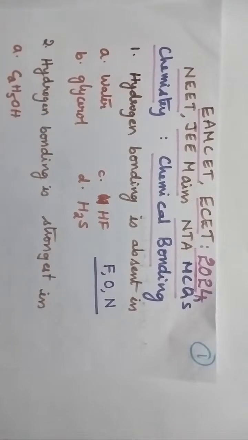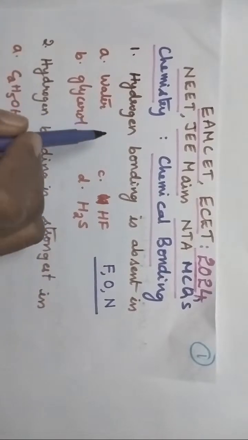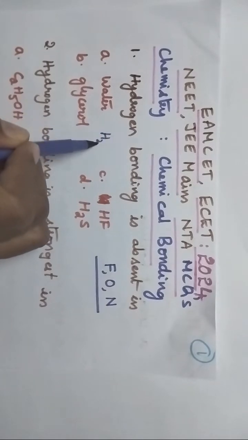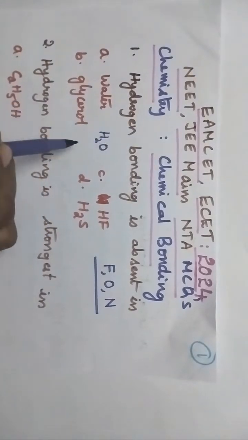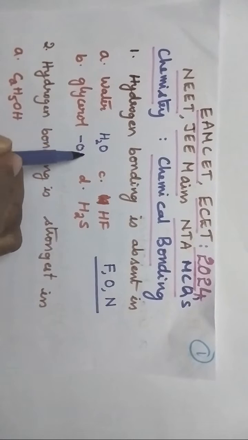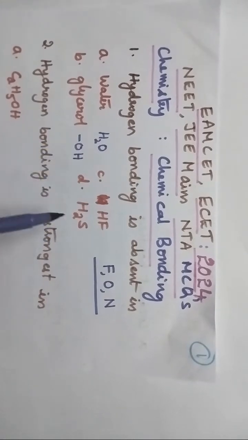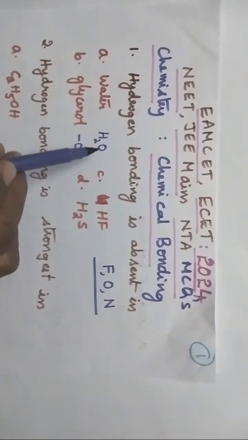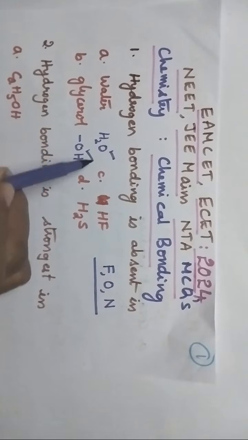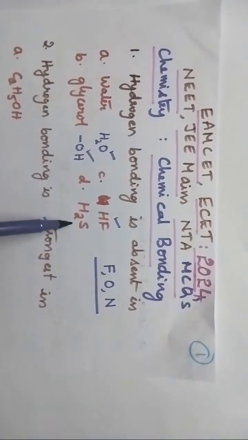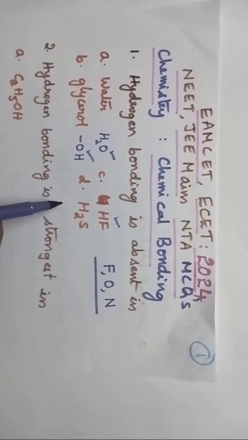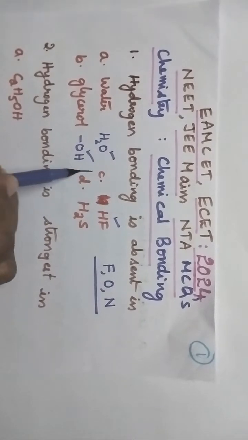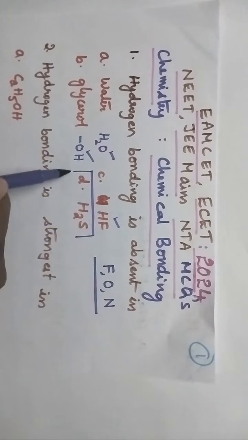So, initially, you must know what is the structure of water, H2O. Glycerol also consists of OH group. So, HF itself is having fluorine and hydrogen. So, all the three compounds will form hydrogen bonding except H2S. Very good, Swati. Very good, Banu. So the right answer is option D, H2S.